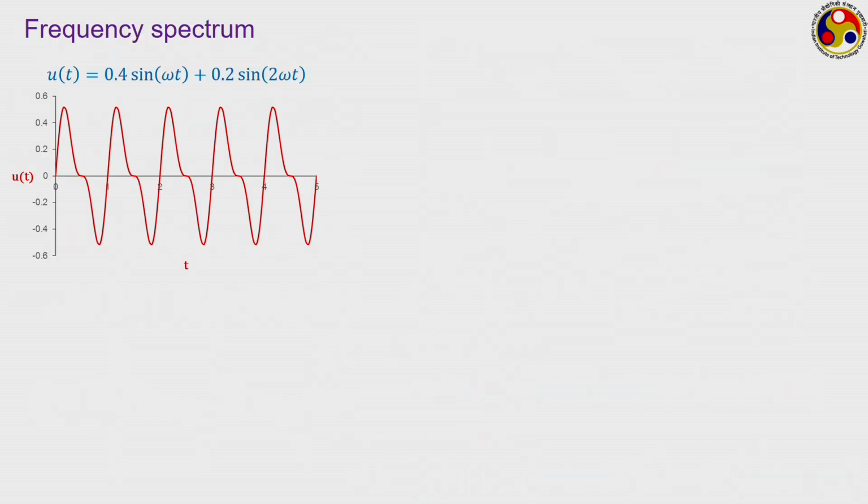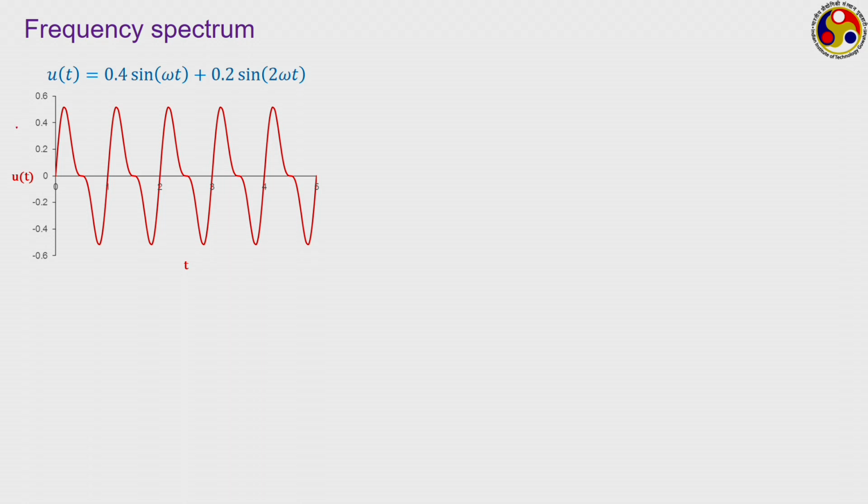Now, just going back to the example that we have studied, here this signal is a combination of two sine waves which have amplitudes of 0.4 and 0.2, and their frequencies are omega and twice omega. If we know these amplitudes and frequencies, we can clearly represent this both in mathematical form and also in graphical form.